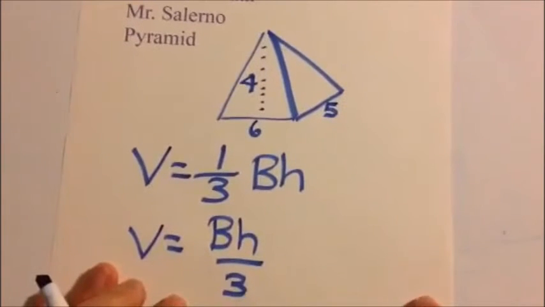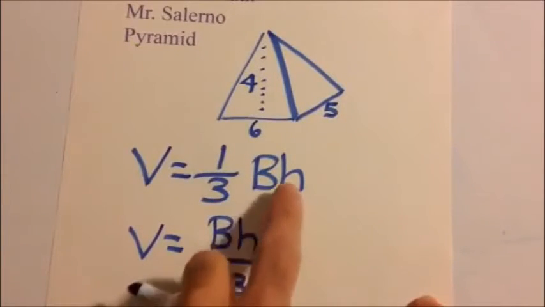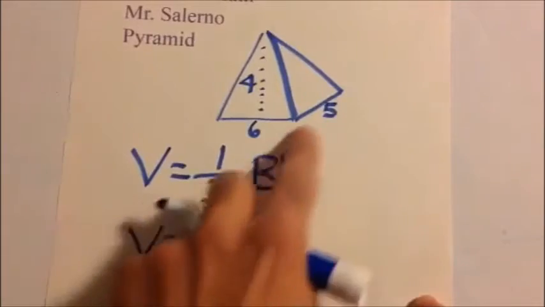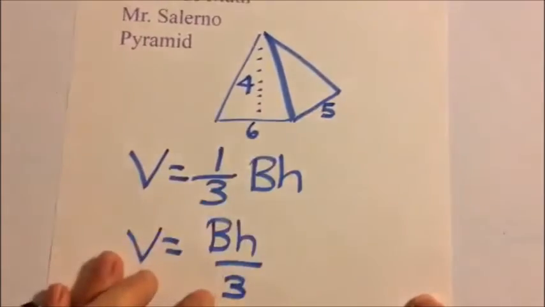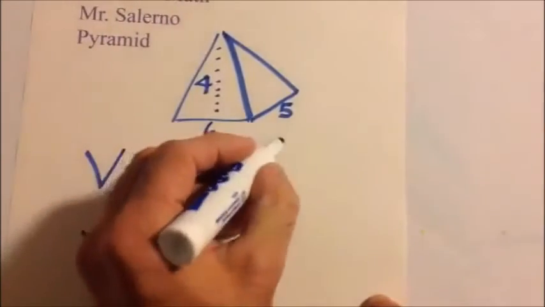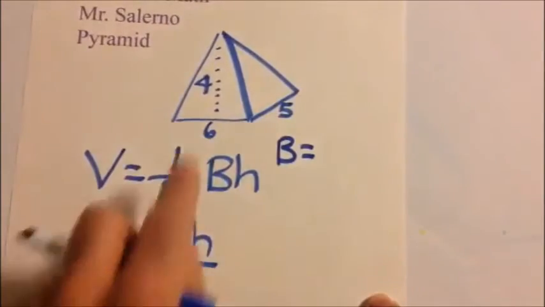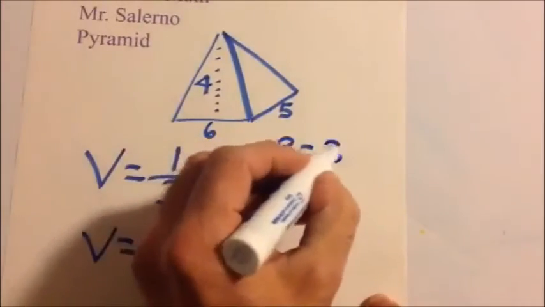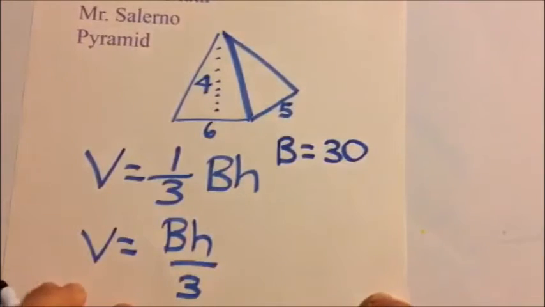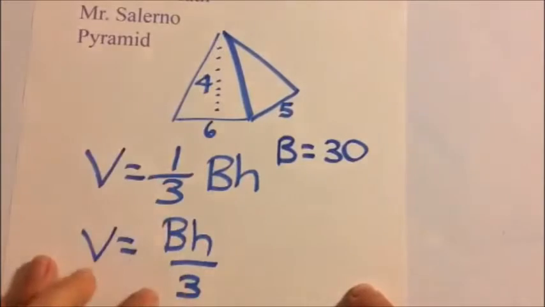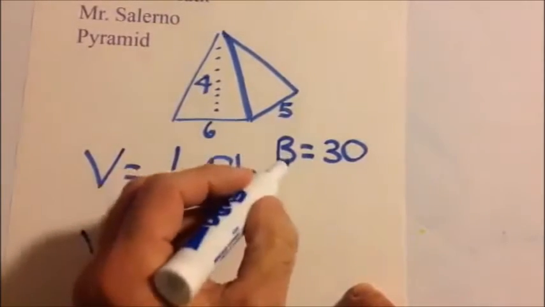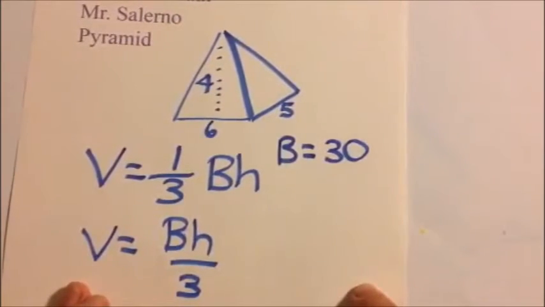Okay, so let's look back here. We're going to do the B, the capital B. The capital B is the area of the base. So the base, the area of the bottom, is 6 times 5, so that's 30. The area is 30 units squared. Since we don't have any measurements here, we'll just use units. So that's what the capital B means.